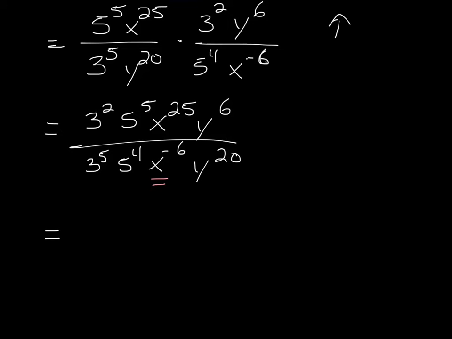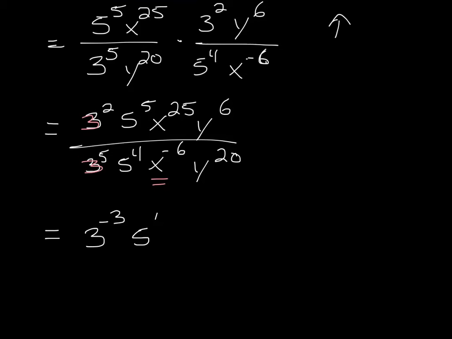And what I'm going to do is for each of these common factors, for instance with this 3 here first, I'm going to subtract the exponents from each other. So in this case it'd be a 2 minus a 5, giving me 3 to the negative 3. And then the 5 to the 5th, divided by 5 to the 4th. The 5 minus 4 is 5 to the 1, or just 5.